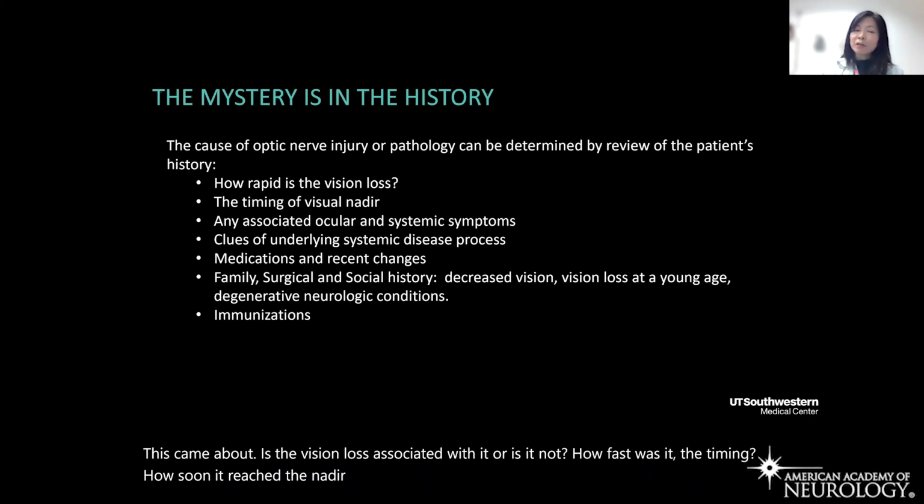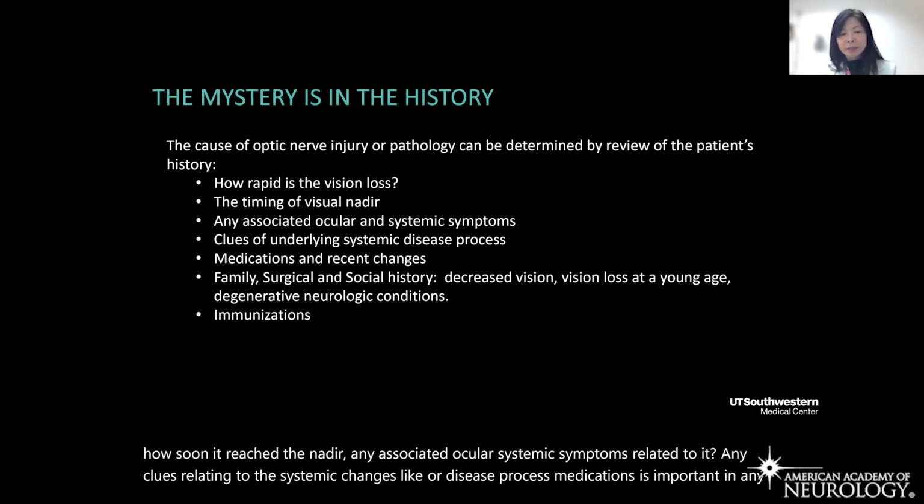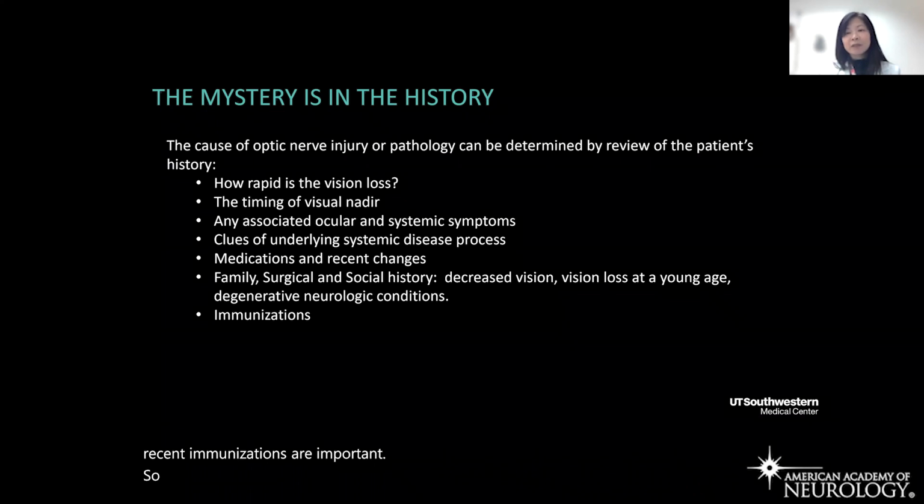Any associated ocular or systemic symptoms related to it? Any clues relating to the systemic changes or disease process? Medications are important, and any recent changes in medication, and any family history, social history, surgical history, and recent immunizations are important as well. So you really can't escape, even in ophthalmology, the history. And in neuro-ophthalmology, the history plays such a huge part of our exam.